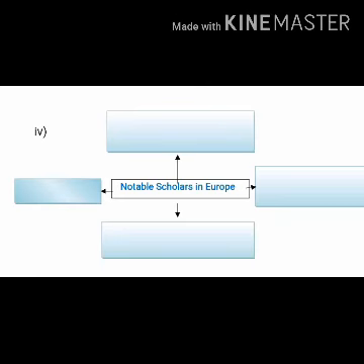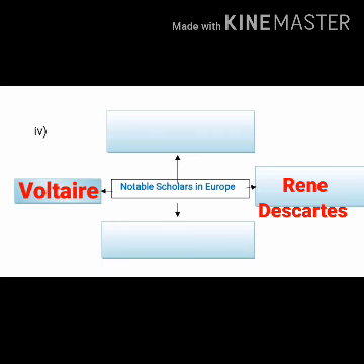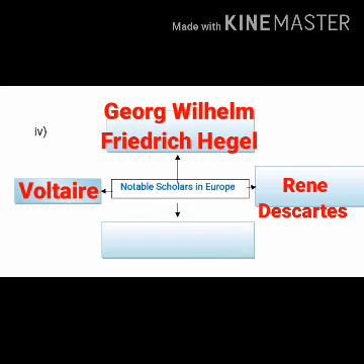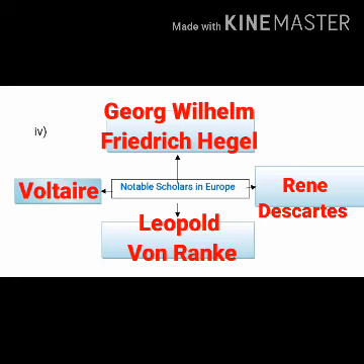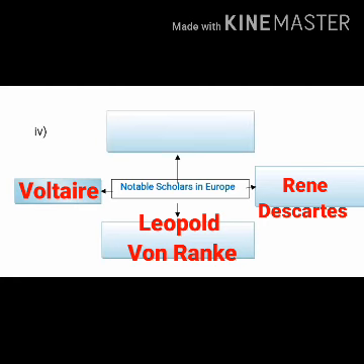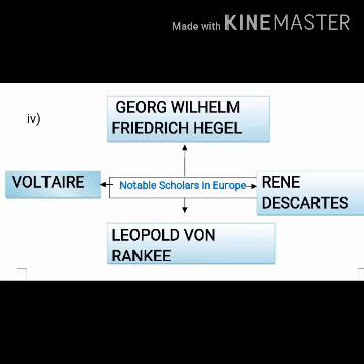Now let's start with the fourth web, that is names of notable scholars of Europe. You have already learned so many names of the scholars of Europe. So any four names you have to write down here now. I'll just read out the names: Voltaire, René Descartes, George Wilhelm Friedrich Hegel, Leopold von Ranke, Michael Foucault, Karl Marx. So any four names which you find very easy to learn and remember, you can note down here. I have mentioned any four names, so you can note down these four names also.